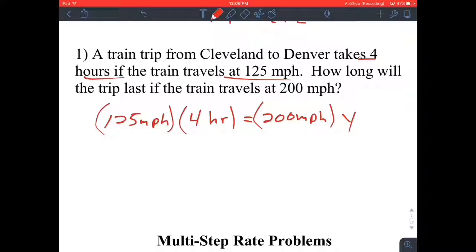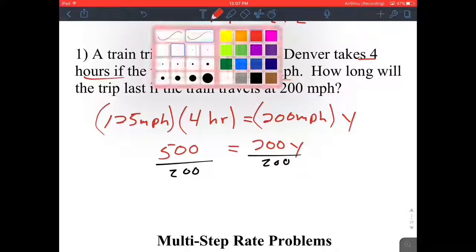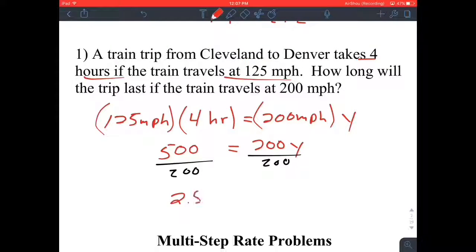Well, if you multiply 125 times 4, you're going to get 500. Let's forget about the labels for now. Let's make it simpler. And if you divide both sides by 200, using the division property of equality for real numbers, you end up with 2.5 equals y. It says how long, so that's going to be measured in hours. 2.5 hours.